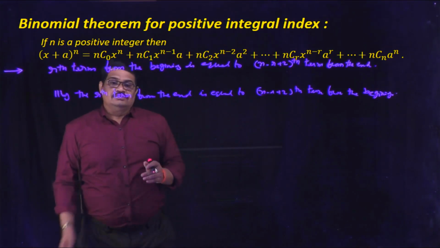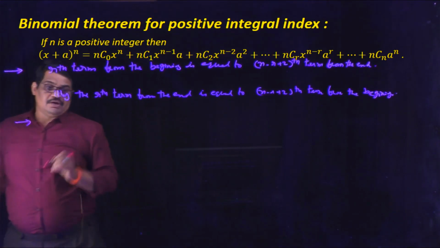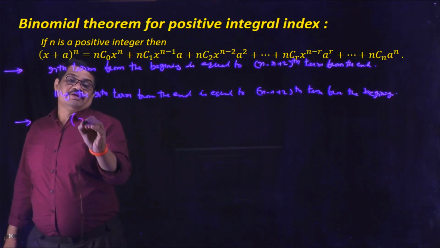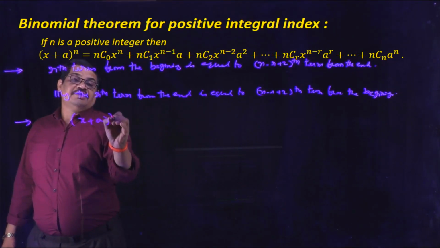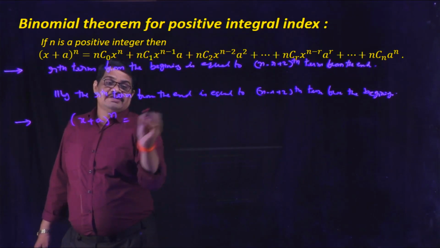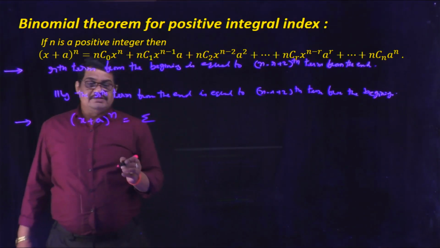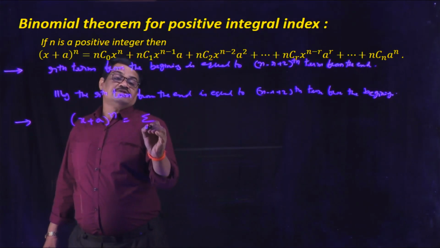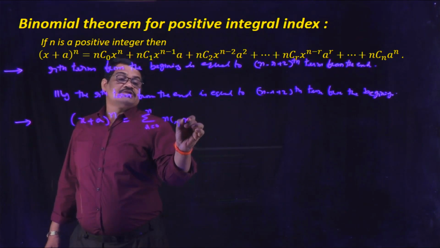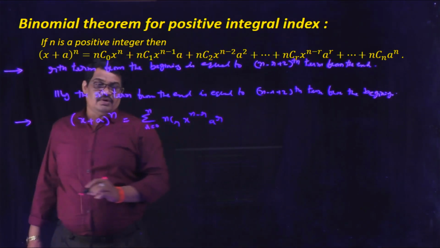Okay, so next point is the sigma notation, where this expression is denoted by sigma. Here (x plus a) whole power n. This expansion can be written in the form of sigma, that is sigma r equals 0 to n, nCr x to the power of n minus r into a to the power of r.